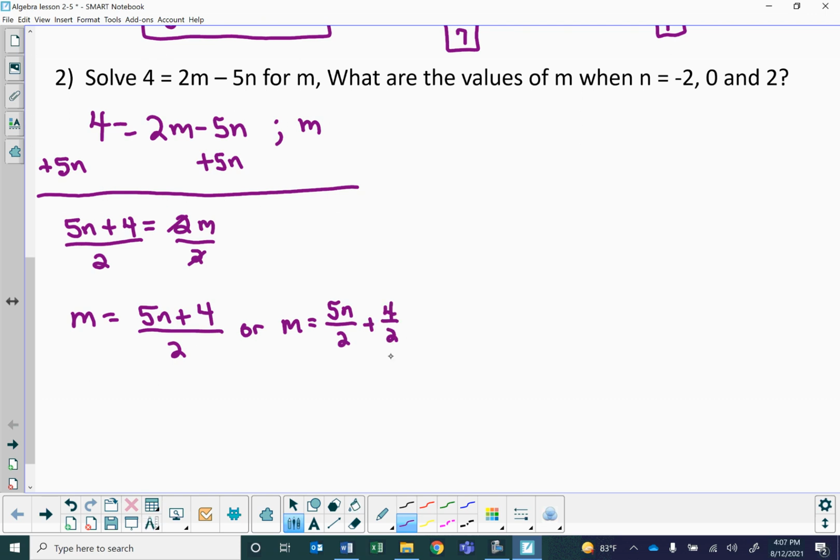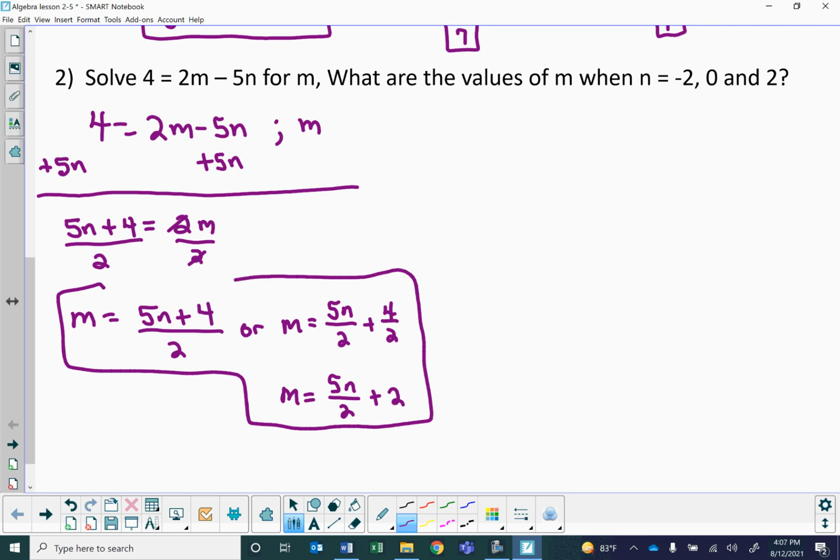Well, as you can clearly see, 4 over 2 can be simplified, which means that could be rewritten as m equals 5n over 2 plus 2. So there's 3 different ways to write that same equation. I prefer the first way. Other people prefer the second or the third way. All 3 ways are fine. All 3 ways are correct. Okay? If they asked you to simplify, the second way is not correct. Only the third way and the first way would be correct.